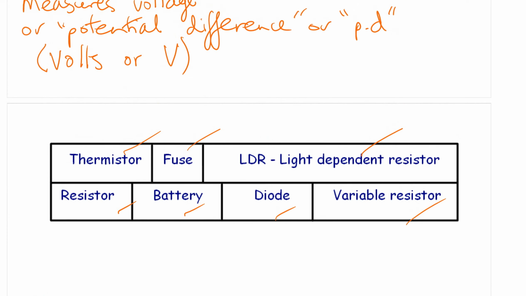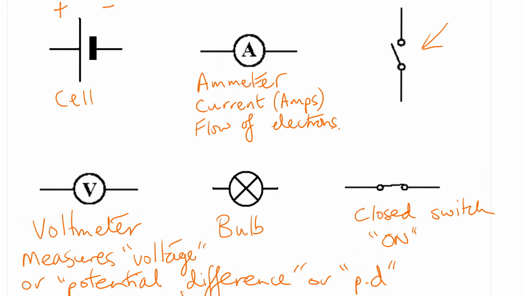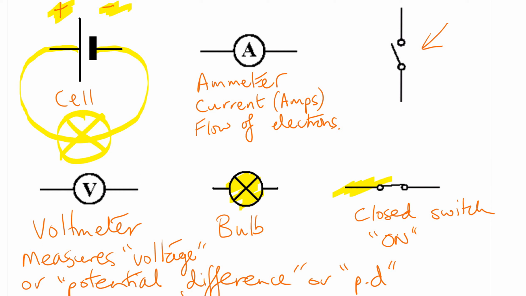And then we've got the basics here, absolute basics. We've got a cell. It's got a positive end and negative end. That means that conventional current will flow anti-clockwise here, and if there was a bulb here, then it would light up. That's what a bulb looks like right there. This switch is on. It's closed. This switch is off. Can you see the gap there?